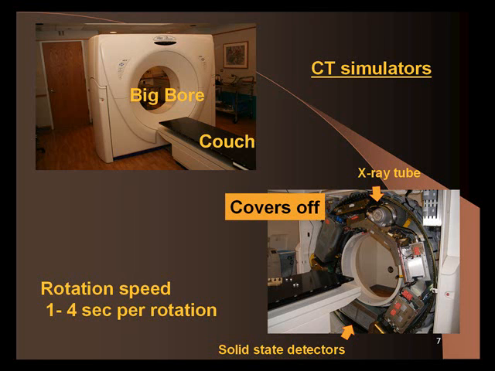One, immobilization device. And two, we need to include the entire patient external surface in the scan. In a regular diagnostic CT scanner, the field of view, after you do a CT scan, say you're doing something to the pelvis.